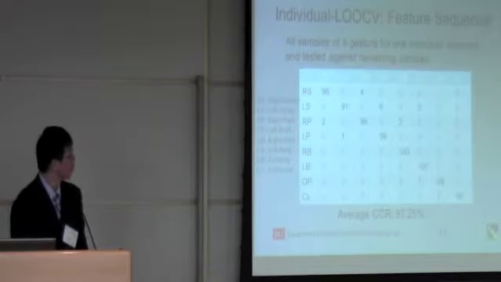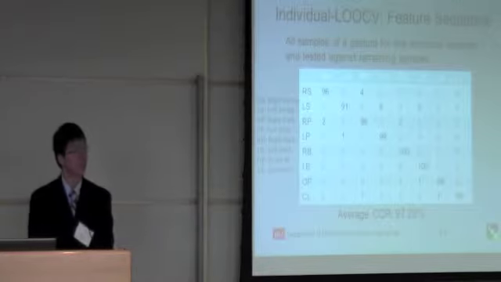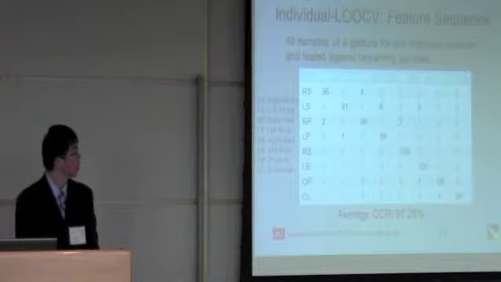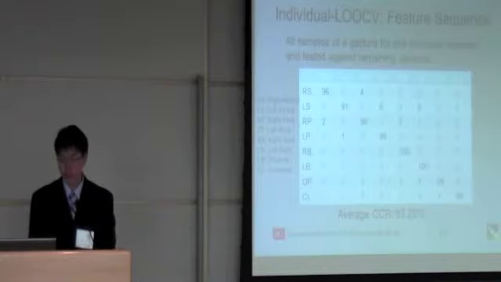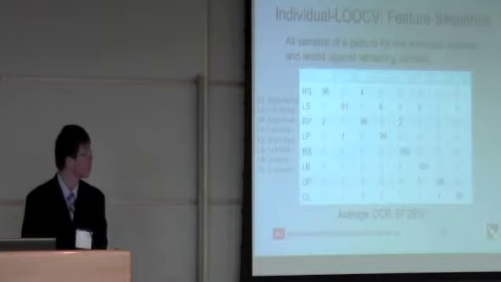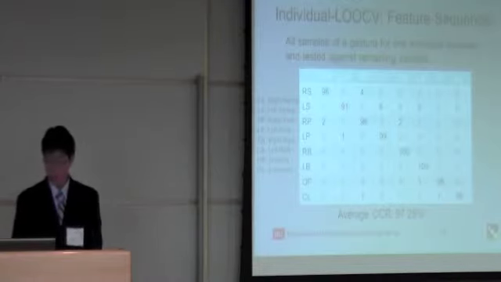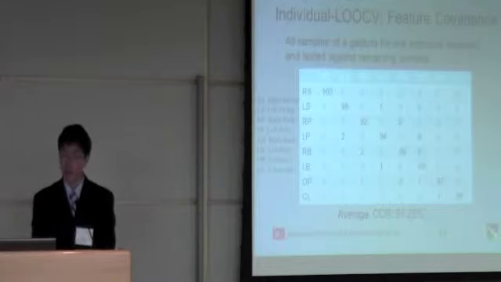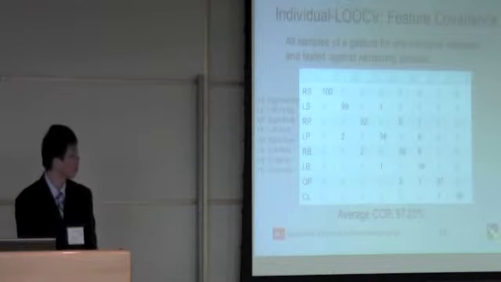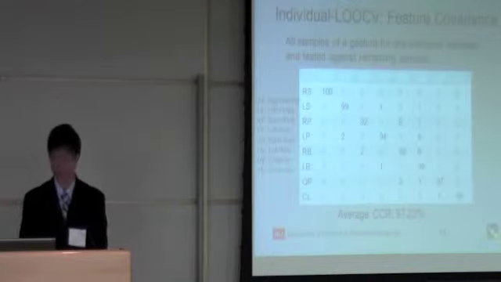Here is the result. Each row represents the gesture performed to the system, and each column represents the gesture classified. In our feature sequence approach, we achieve an overall correct classification rate of 97.25%. And here is the result for the feature covariance method. We have a similar result and an identical correct classification rate of 97.25%.